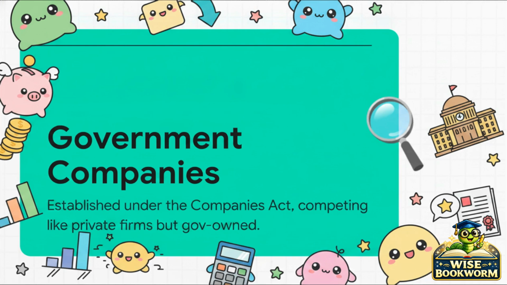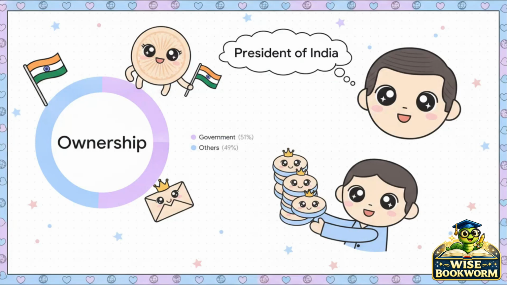It's essentially the government actively trying to play the capitalist game on an even playing field. So what actually makes them a government company if they act so private? Well, notice that 51% threshold on the breakdown here. A government company is legally defined as any company where not less than 51% of the paid-up capital is held by the central or state government.